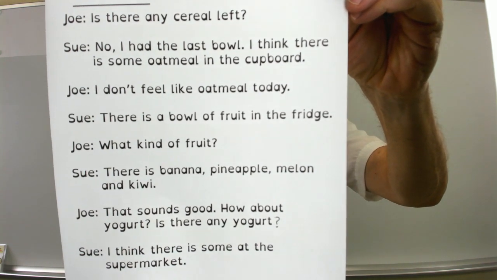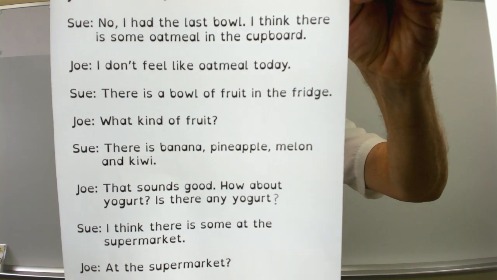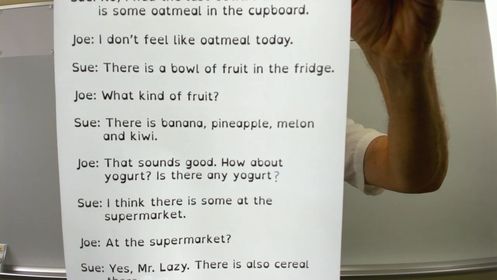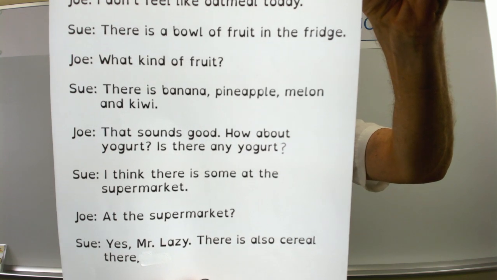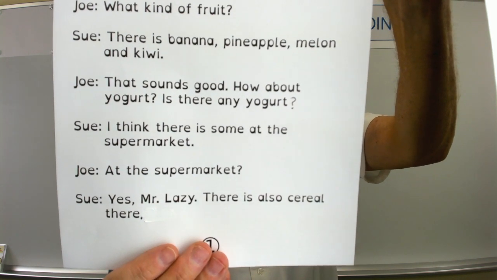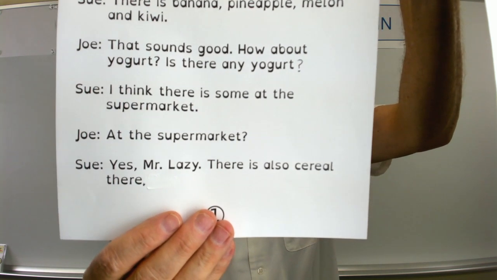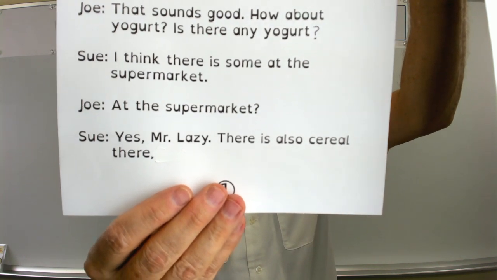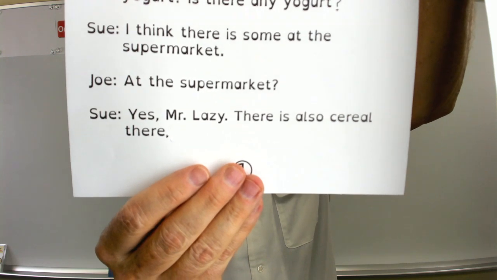Is there any cereal left? No, I had the last bowl. I think there is some oatmeal in the cupboard. I don't feel like oatmeal today. There is a bowl of fruit in the fridge. What kind of fruit? There is banana, pineapple, melon, and kiwi. That sounds good. How about yogurt? Is there any yogurt? I think there is some at the supermarket. At the supermarket?